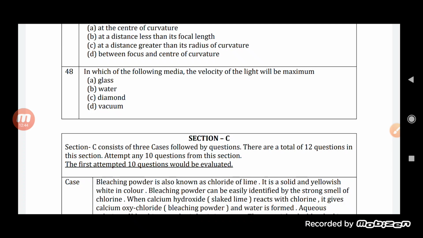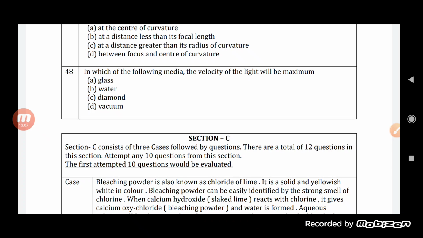You know that glass has a refractive index, including that of water and diamond also. Diamond has a very high refractive index, but in vacuum the speed of light is really very high, since the optical density is very, very low here. So the velocity of light will be more in the vacuum only.